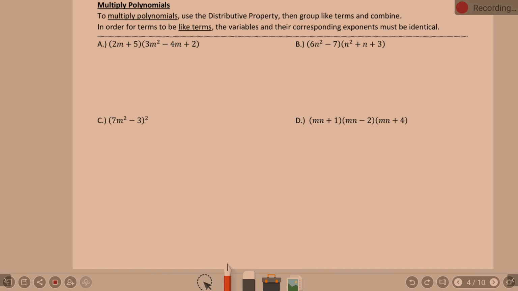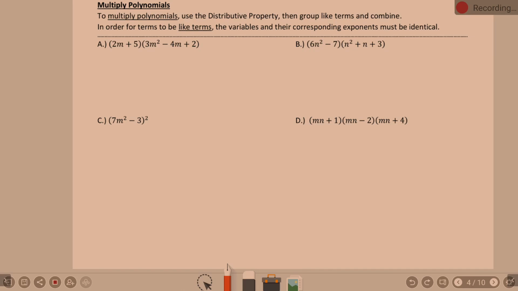Same thing as above with the like terms. How do I know that these are multiplication problems as opposed to addition and subtraction problems? There it is. My parentheses are butted up against each other. That's an assumption of multiplication, right? Just because they're going to mix them up in homework, aren't they? So you have to watch carefully so you don't do a bunch of work where you don't need to.